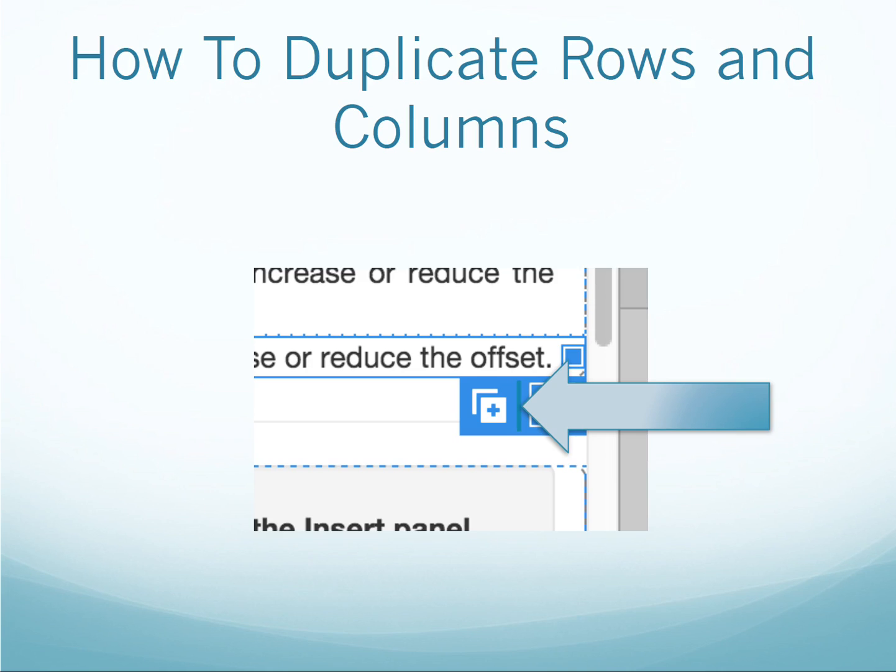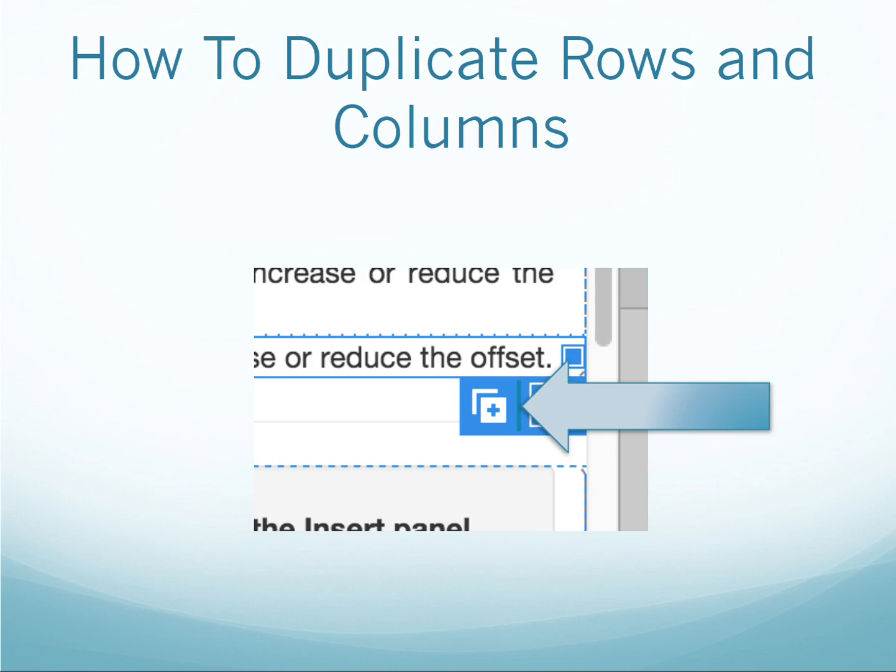How to duplicate rows and columns. Click the row or column you want to duplicate. You can see the arrow above, and then click the duplicate icon in the lower right corner. The entire row or column is duplicated along with its contents. The add row or add column option duplicates a row or column with classes but without the content. So you have to add the content.